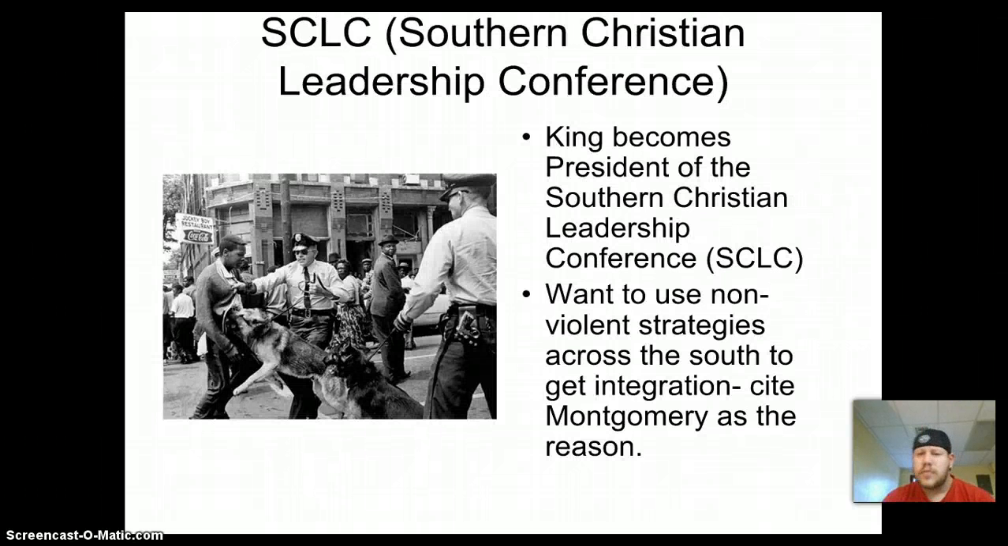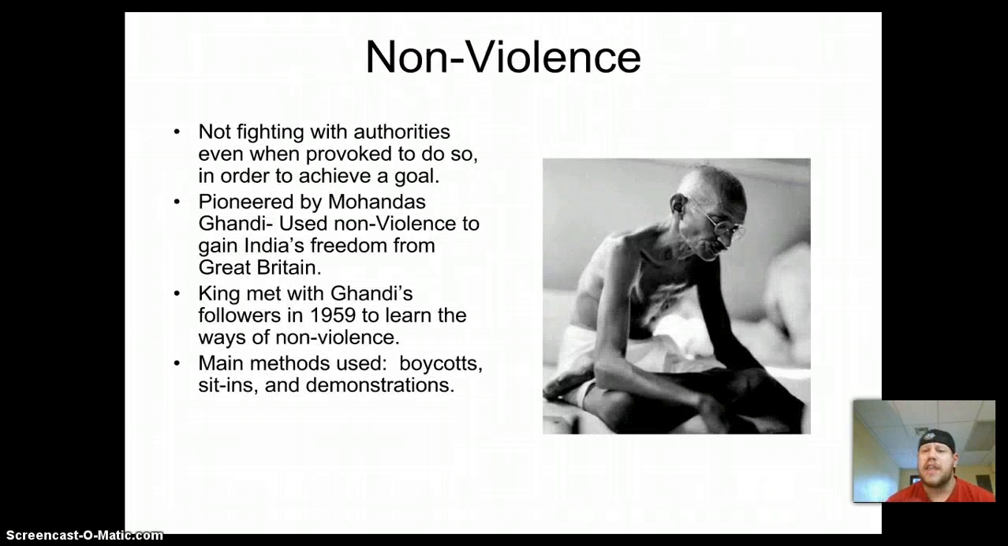And so King becomes president of this group and then tries to find ways to use nonviolence, okay, whether it be through protests or other methods like the boycott to make this happen across the South and get integration to happen. Montgomery's the reason to say, hey, look, it worked here, it can work other places too. So the idea of nonviolence very simply is not fighting with authorities even when provoked to get that goal.